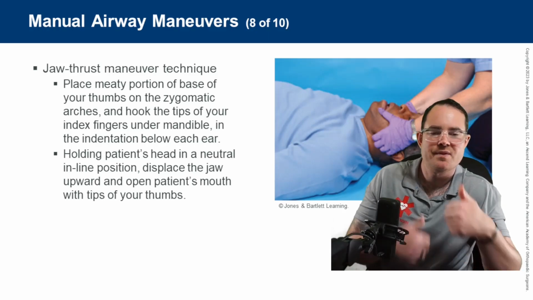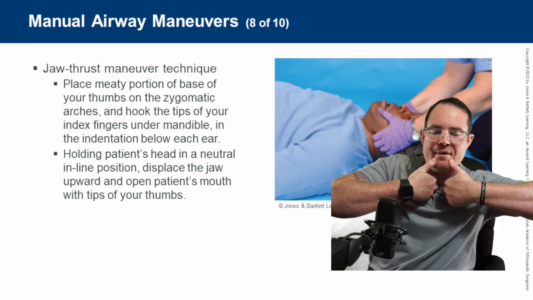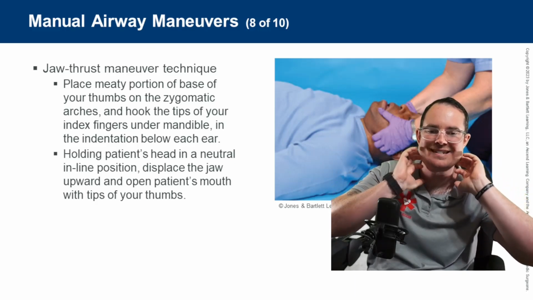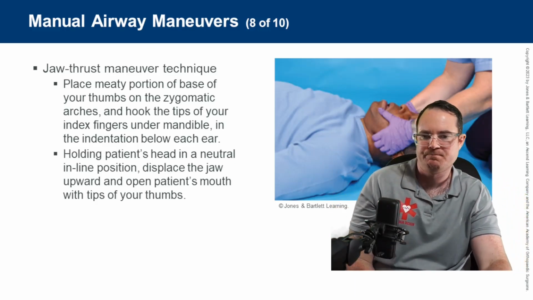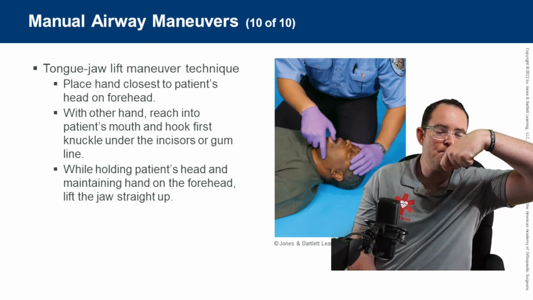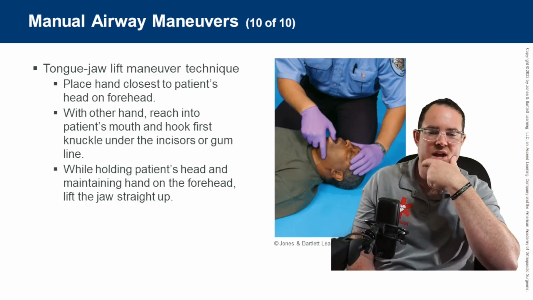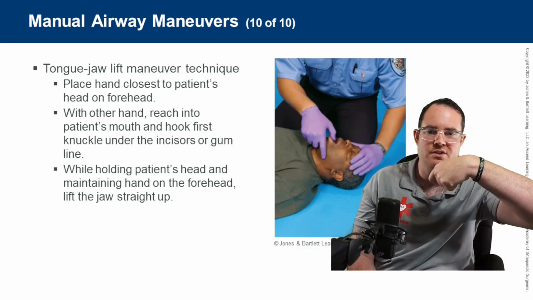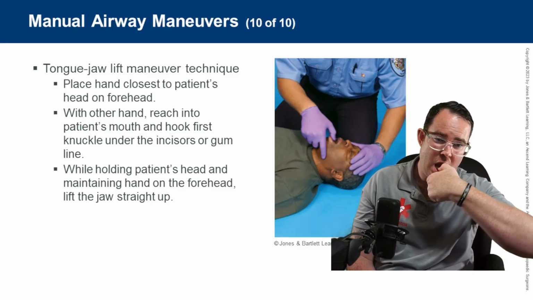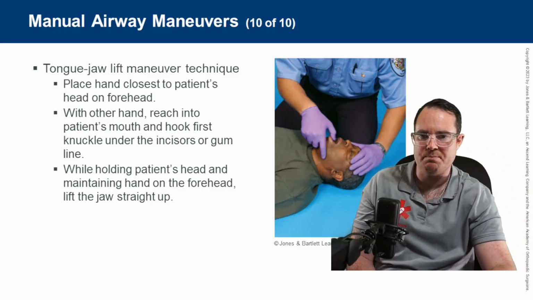There's a photo of somebody using it. See where their thumbs are? Kind of like holding the mouth open while the other fingers are in the back of that mandible, displacing it forward. The tongue-jaw lift maneuver is literally you're sticking your finger in there, holding the base of the tongue, pushing it towards the mandible or the chin and lifting both up.